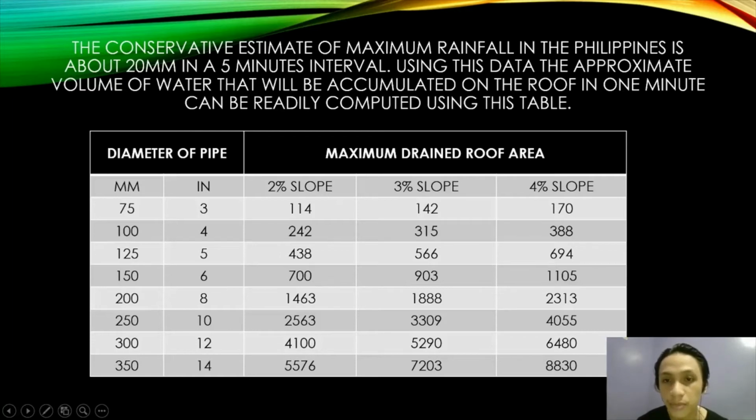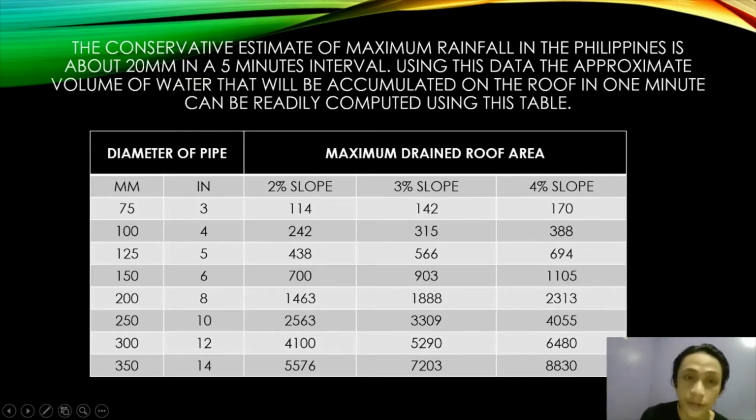And we have the maximum drain roof area, which is divided into 3 categories: 2% slope, 3% slope, and 4% slope. These numbers you can see here are the roof areas. But we have plenty of this type of data or table across the globe, since in different countries the intensity of the rainfall is different. So the estimated rainfall there is different from ours in the Philippines. They use different data. Since we are here in the Philippines, we use this kind of data.